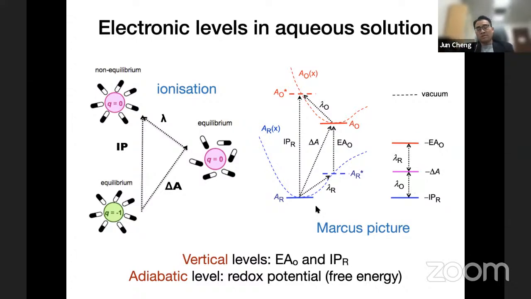But just to quickly summarize: for any one electron oxidation or reduction process, we actually have three levels associated with this process. We have two vertical levels corresponding to the vertical electron affinity and the vertical ionization potential. And the one we call the adiabatic level, that's really a free energy level corresponding to the redox potential, what we very often say in electrochemistry.